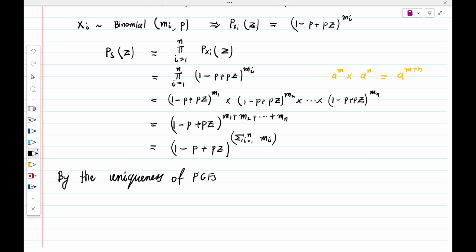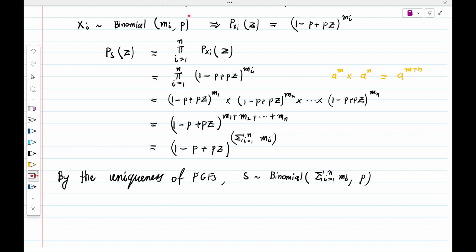PGFs, you have that S has a binomial distribution with parameters now not mi or m, but rather the sum of mi's for i equals 1 to n, and probability of success parameter p.